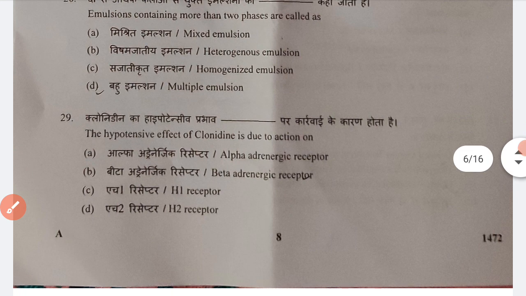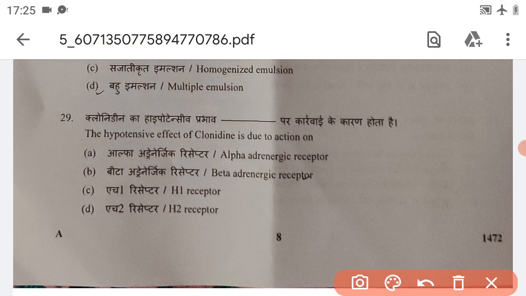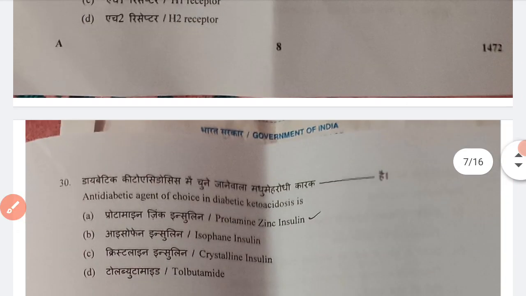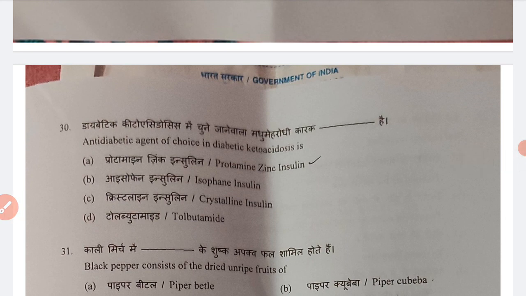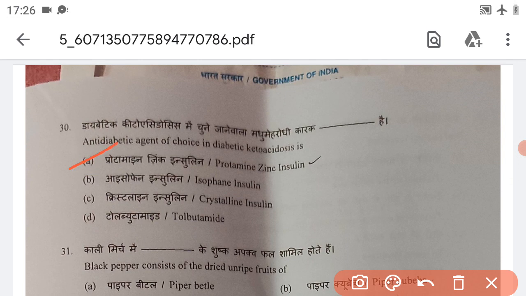Next, the hypotensive effect of clonidine is due to action on alpha adrenergic receptors. Option A is right. Next, the agent of choice in diabetic ketoacidosis: the main treatment is insulin. Of the options, the regular insulin option is right, option A.